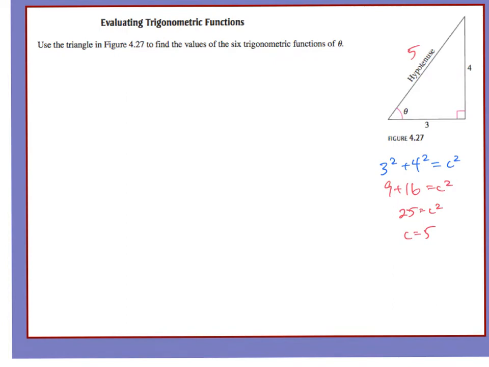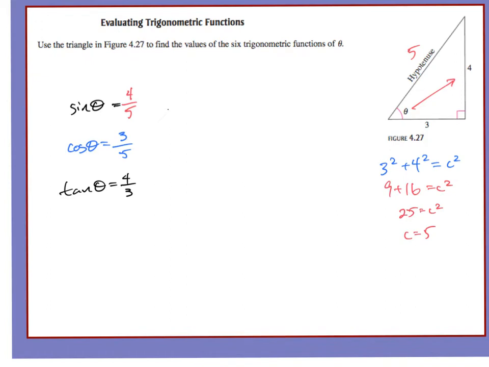Now we need to find all 6 trig functions of that theta. So sine of theta is opposite over hypotenuse. My opposite is 4, my hypotenuse is 5. And then cosine of theta, adjacent, which is 3, over my hypotenuse of 5. And then tangent of theta, opposite over adjacent, so my opposite is 4 and my adjacent is 3.